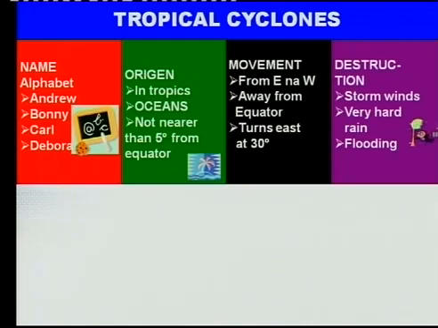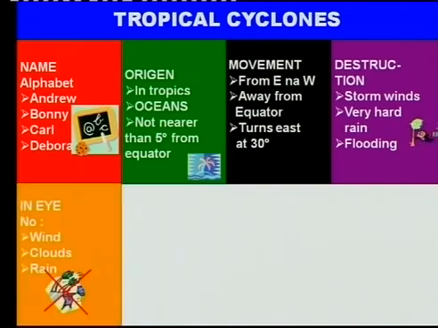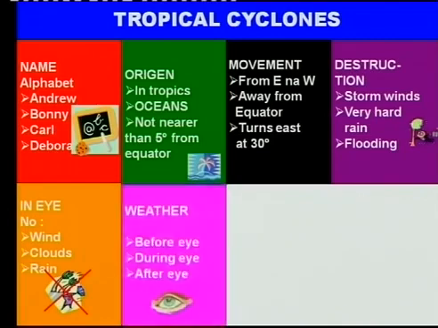You must know how tropical cyclones cause destruction. Storm winds, very hard rains, flooding. You must know that in the eye, no winds, no rain, no clouds. You must know the weather before the eye, during the eye, after the eye. We've got all our storms around the eye. Before the eye, we've got storms, we've got winds, we've got hard rain. And after the eye, the same, but during the eye, we've got total calmness.